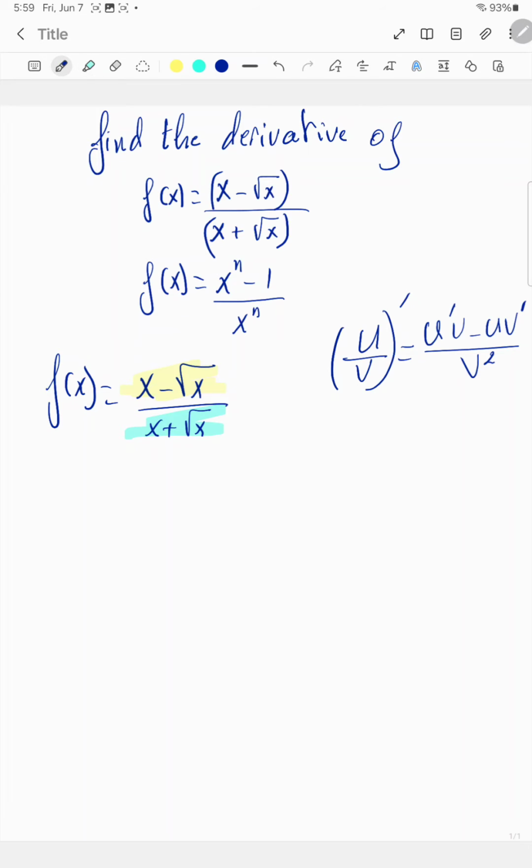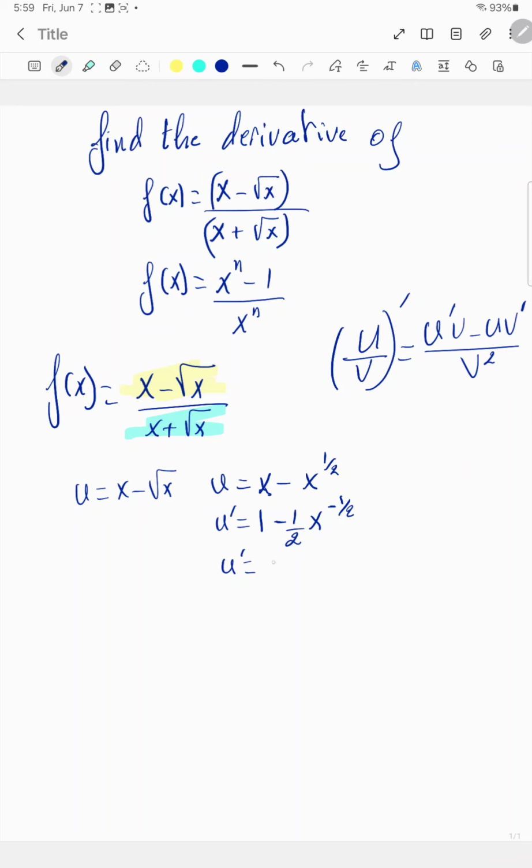So my u in that case is x minus square root of x, and my v is x plus square root of x. Let's write the u in a better way. So my u is equal to x minus x to the power 1/2. So my u prime is equal to, derivative of x is 1, and derivative of x to the power 1/2 is equal to minus 1/2 x to the power minus 1/2, because 1/2 minus 1 is minus 1/2.